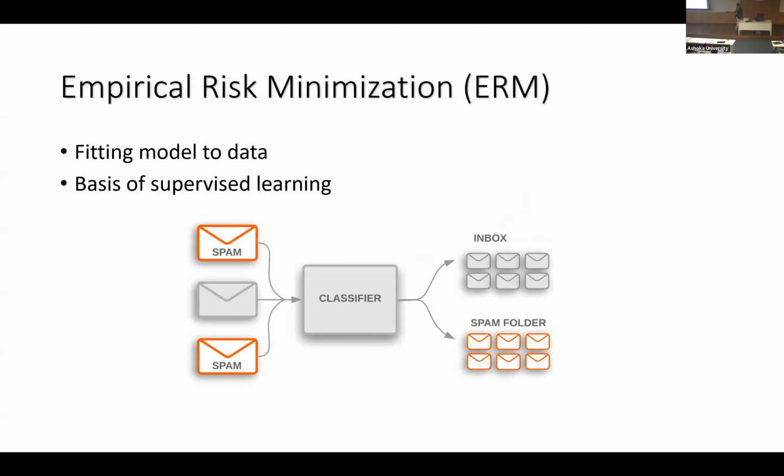Some more examples. Empirical risk minimization. Heard of this term? This is the cornerstone or workhorse of modern machine learning. So, for example, this is a spam classifier. Mails come in, and there is a classifier which classifies them as spam or not.